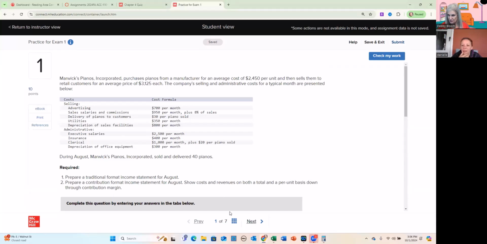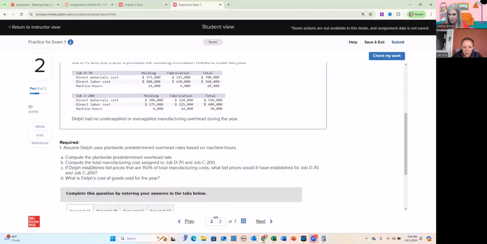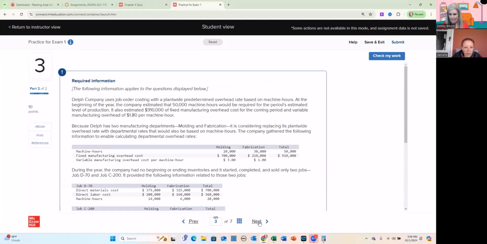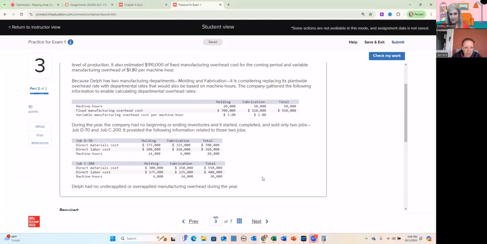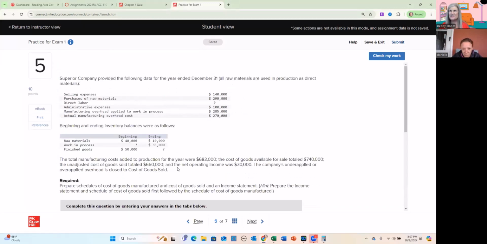So we have this one, which is the traditional and contribution income statement. We have this one with the plant-wide and the departmental overhead rates. I think you and I went through that, Danielle, if I'm correct. Yeah, that one was the plant-wide. 5 and 6 are the ones I'm having trouble getting done. Okay, this one's tough. Can we do number 5 and number 6, please? Yeah, no problem.